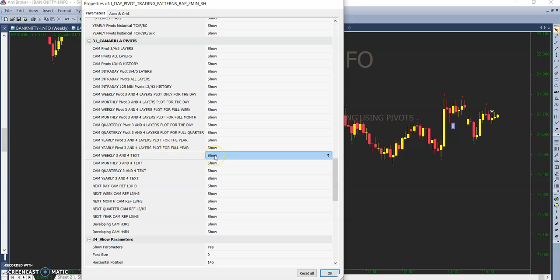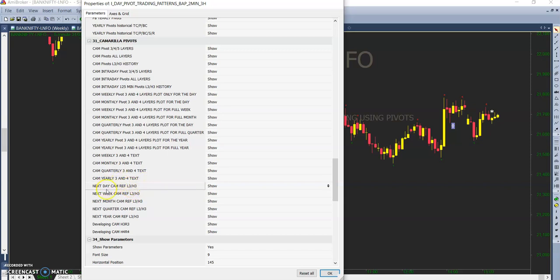So the next items talk about plotting the text: weekly, monthly, quarterly and yearly. You can see the text getting plotted on the right hand side, and similarly for the monthly, and similarly for the quarterly. If you have any quarterly pivots close to the vicinity of the chart, you can see them on the right hand side. And yearly, of course, as I told you, it cannot be done.